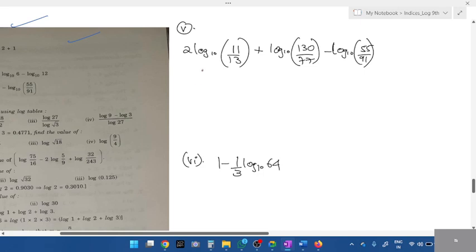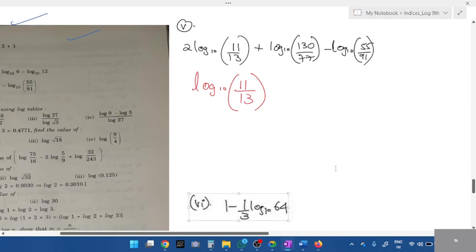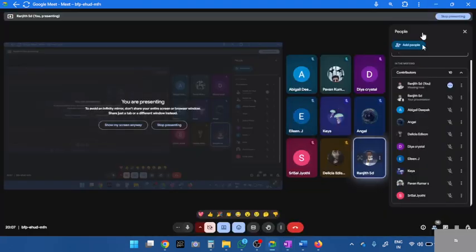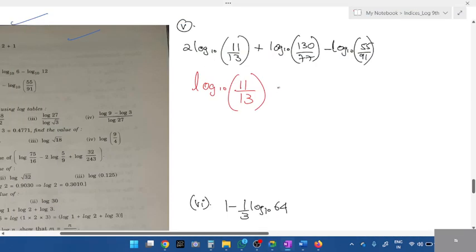Yes, Angel, tell me how do you solve? Tell me the first step. What happens to 2? Respond. Angel, unmute the call. What do you get if 2 goes to the power? Respond.